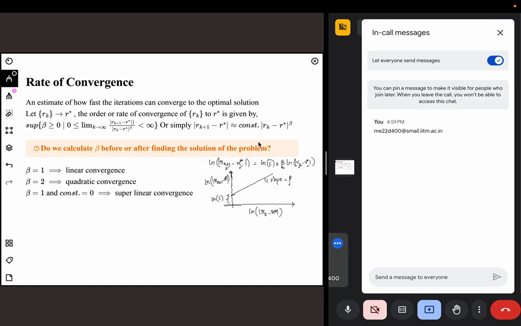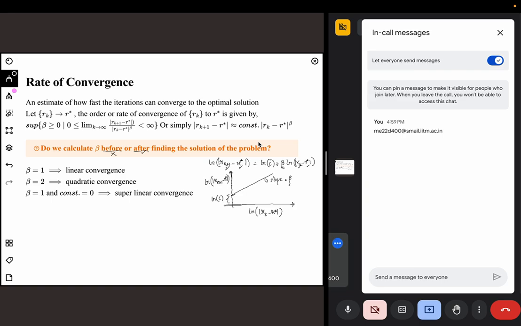But maybe I should ask a question here. To calculate beta, we need to know both the values of rk plus 1 and r star. But when we are solving an optimization problem, we only know this rk plus 1. We do not know r star beforehand. Only after finding the solution, we can use this particular definition to calculate the value of beta. So if you devise a new algorithm, how do we find it?